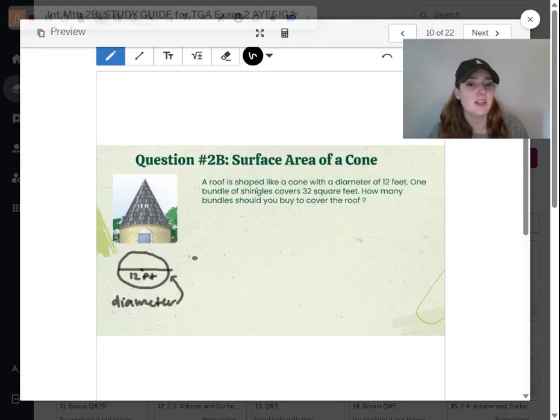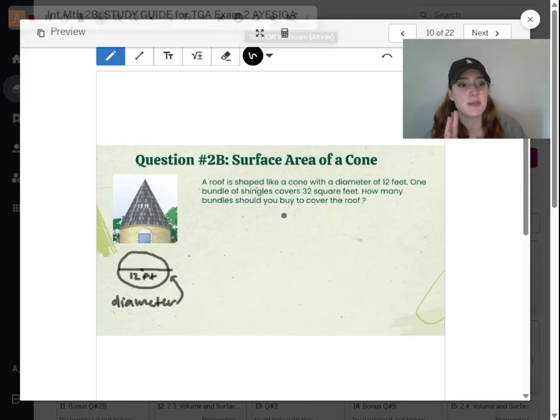Okay, so we're given some information about this cone, and we're also told a little ratio here, so a little bit of extra information. They're telling us about the cone, right? A little bit of extra stuff. Let's see what's happening. So they're telling us that the shingles, one bundle covers 32 square feet. We need to find how many bundles to purchase.